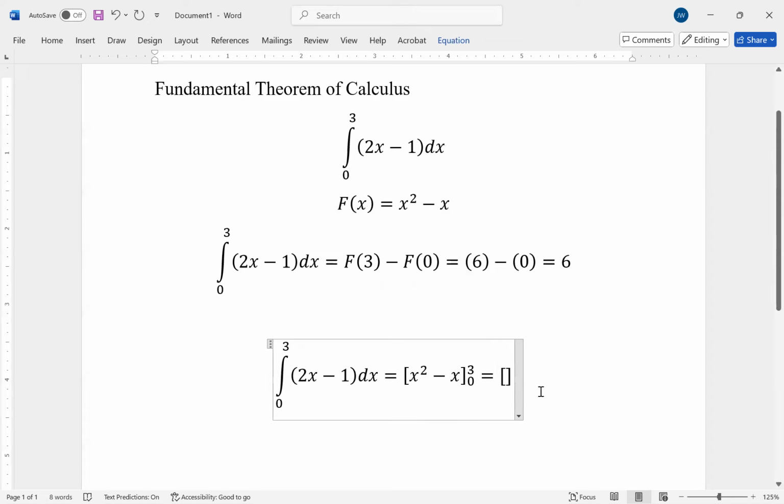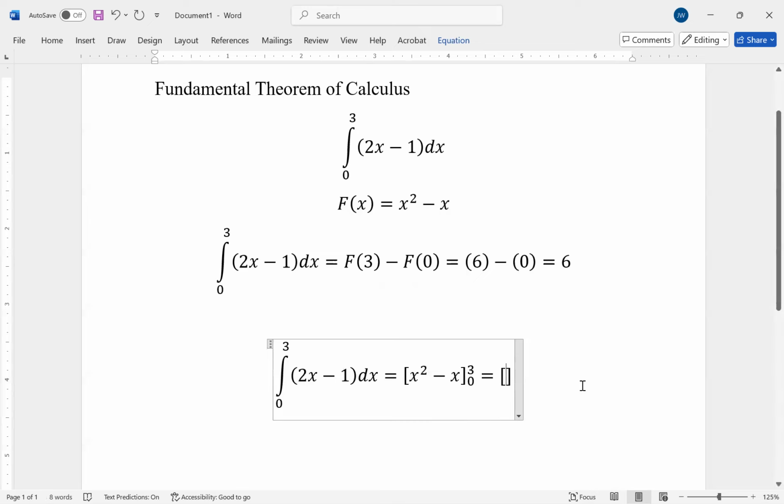Some people will use x equals 0, x equals 3 as subscripts and superscripts of the bracket. Some people will use a straight line as well, and at the bottom of the straight line they'll use 0, top of the straight line you'll use 3. Lots of different ways to do that, but essentially this is the notation that I'll use the most. Put the antiderivative there, subscript of 0, superscript of 3.